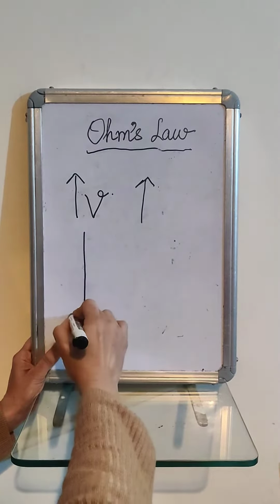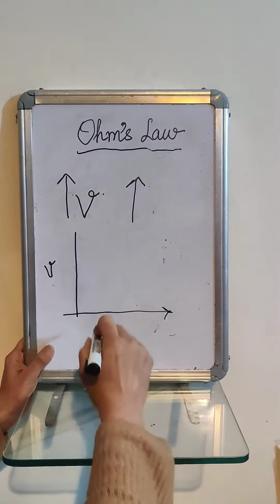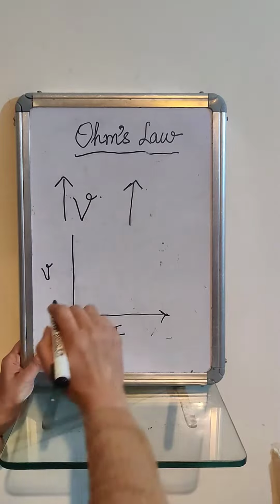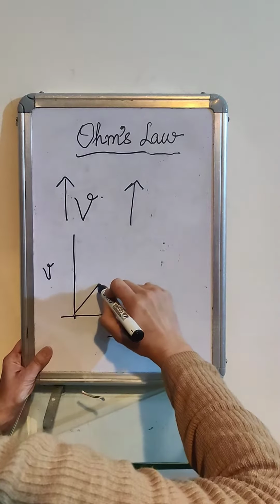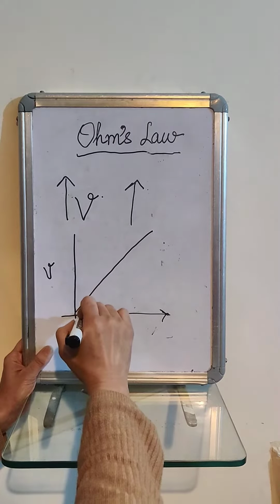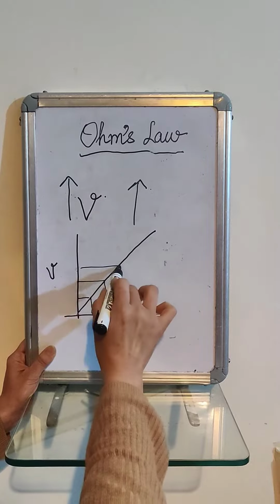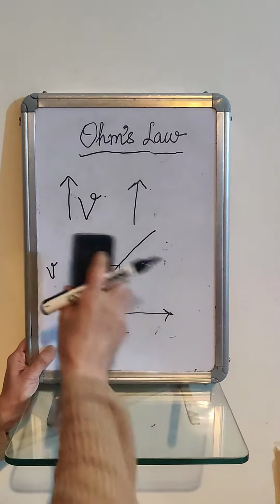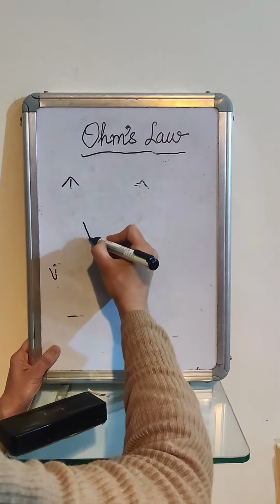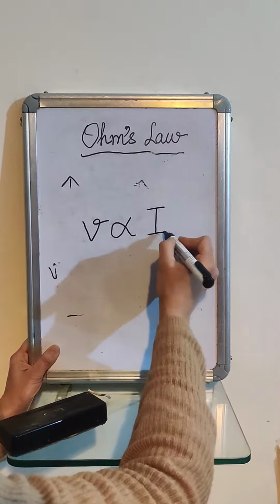So according to this graph, if we take potential difference here on the y-axis and flow of current on the x-axis, then we get this line which says that the more the potential difference, the more will be the current. The higher the potential difference, the higher will be the current. So in simple terms, we can say that potential difference is directly proportional to the flow of current.